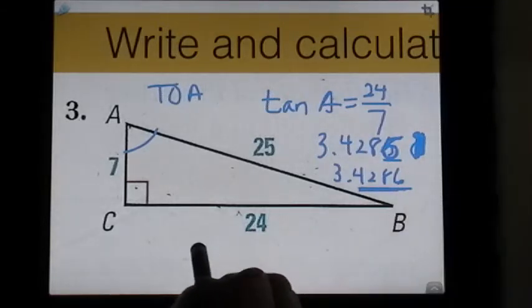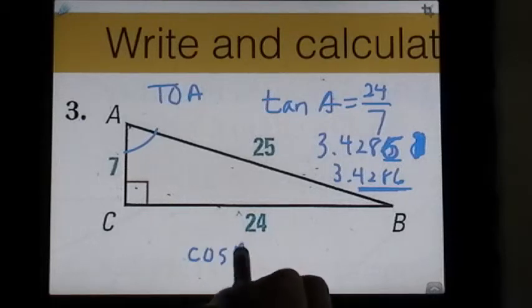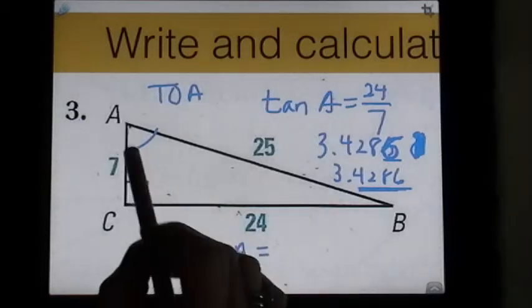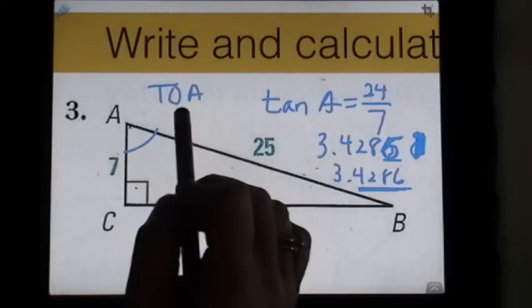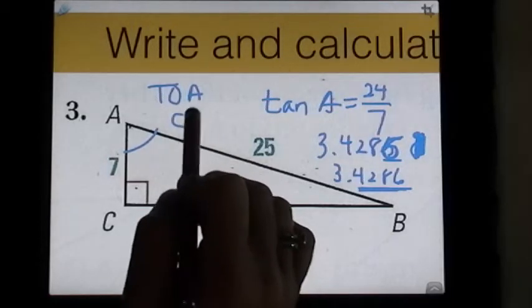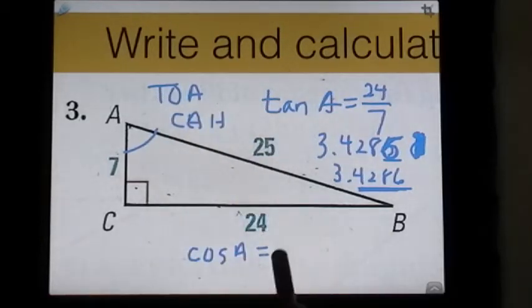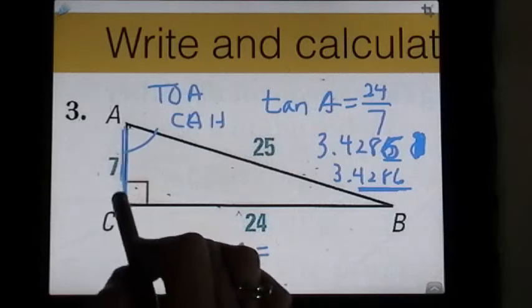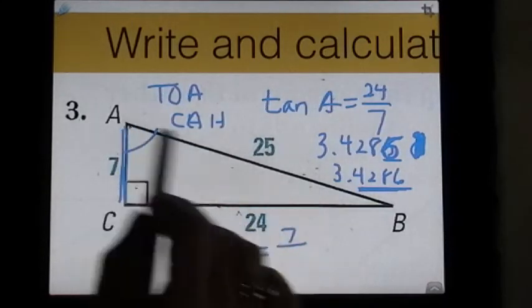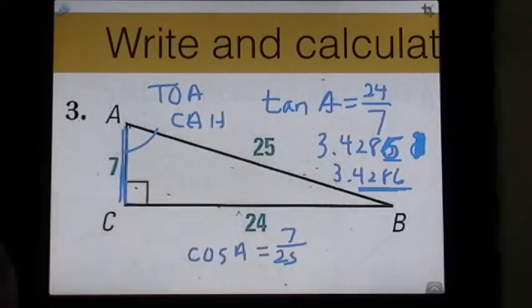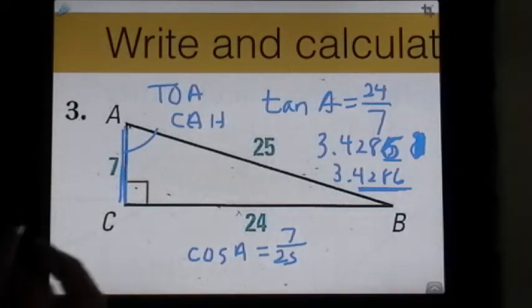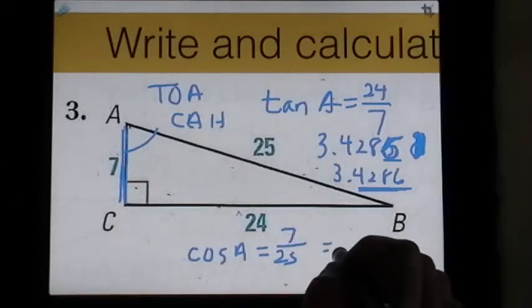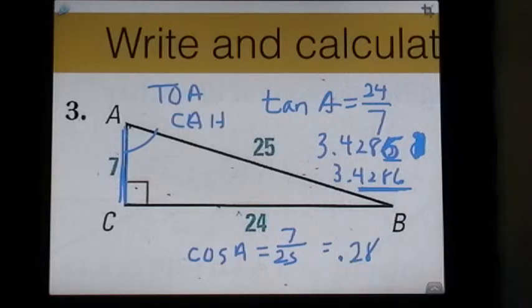Okay, and then the cosine of A. Cosine of A is the adjacent side, adjacent over hypotenuse. The adjacent side to A is 7 over the hypotenuse, which is 25. 7 divided by 25 is 0.28, which is, by the way, the sine of B.